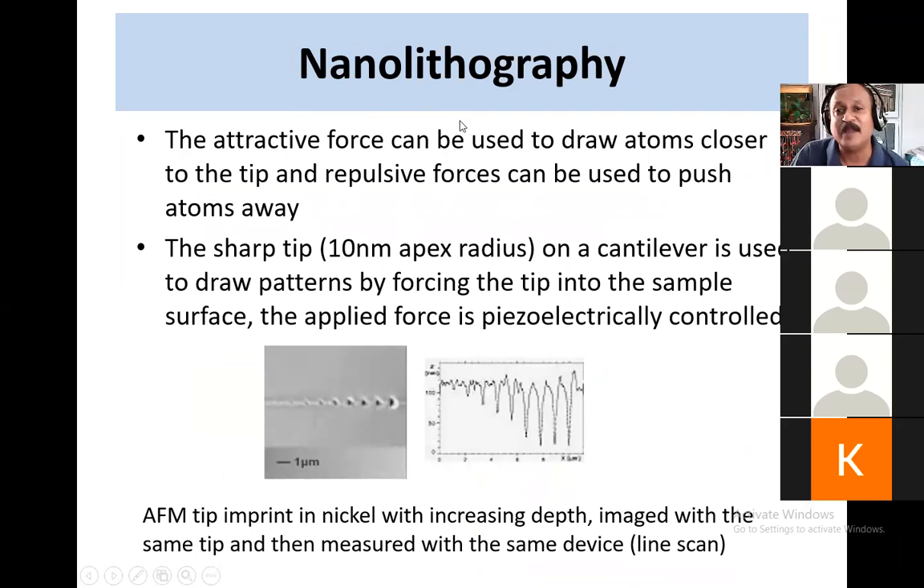And then one more application of an atomic force microscope is nanolithography, where you can actually go close to the sample surface. Your probe is a hard probe, like a diamond probe, for example. It is very hard. And then this probe can actually cut some features on the surface. It can do something like engraving. You know what is engraving? That is called nanolithography. So it can carve out some features from that particular sample.